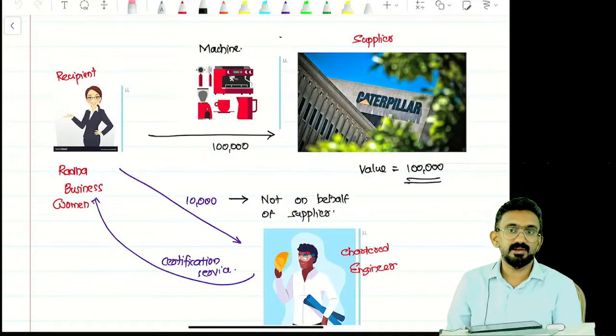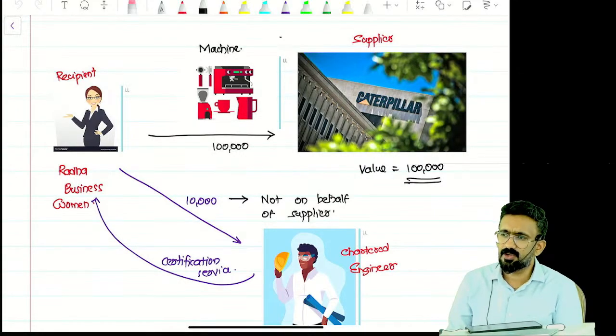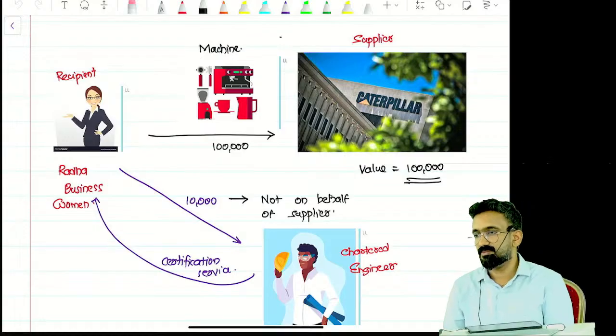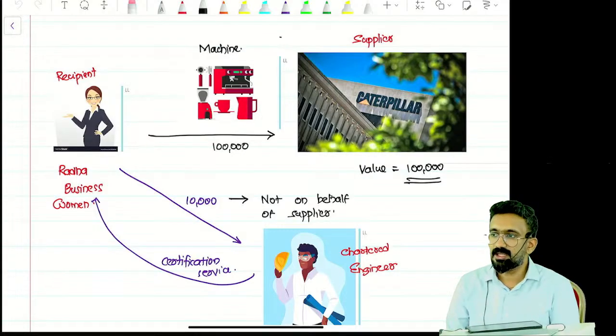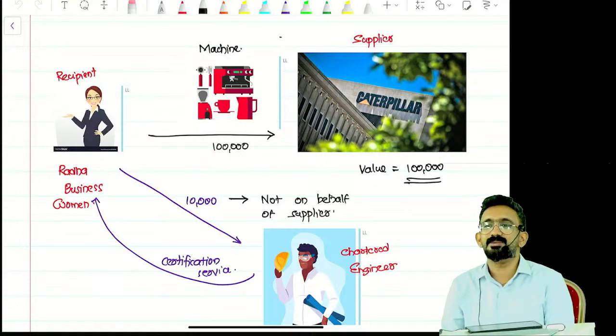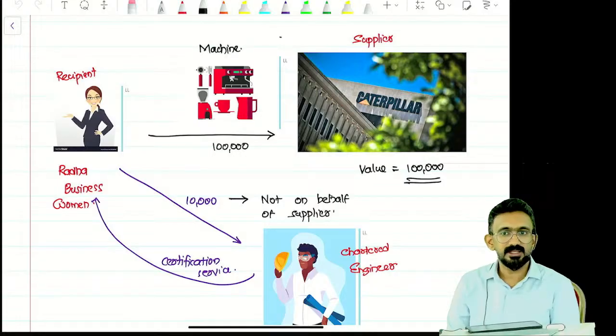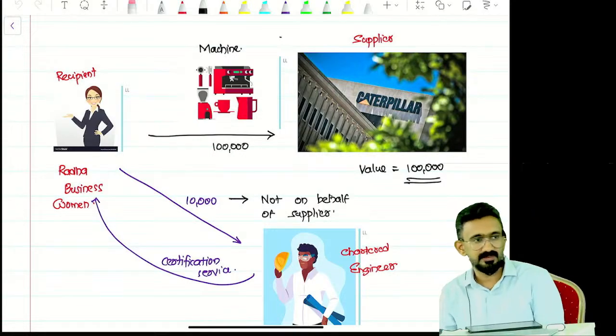Radha took the machine to an engineer separately, under a separate contract, and the engineer gave the bill to Radha. What will be the value of supply for Caterpillar? Not 1,10,000, only 1 lakh, because the payment is not on behalf of the supplier. Please remember this word, on behalf. How do you check whether it's on behalf of or not? The engineer should have been appointed by Caterpillar, and the bill should have been given by the engineer to Caterpillar. Then I can say it is on behalf.